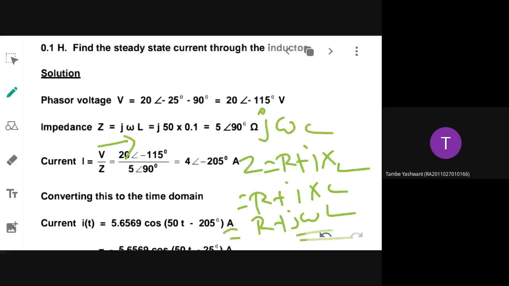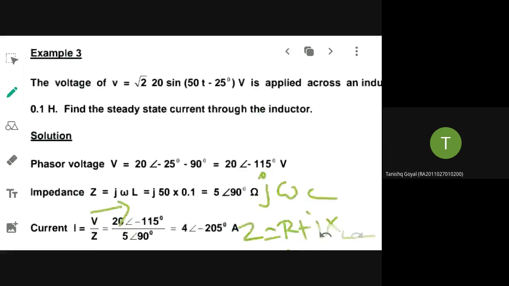And you know what is omega? What is omega? 50. This is 50, ma'am. So 50. L is given, so you substitute everything and you find out. And one more thing you need to know, there is a J parameter that is given here.